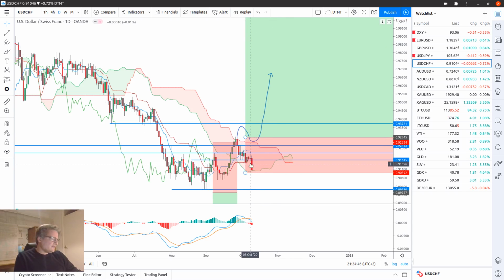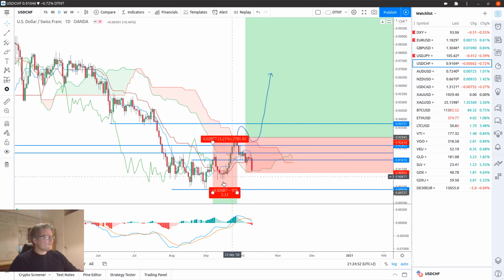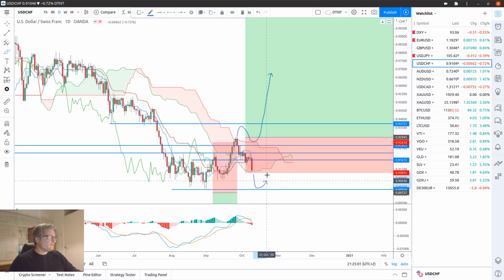But now it looks as if we're going to fall out of the Kumo to the downside, and that means that I will remove this order as well, and then see what happens in this area. I think we're going to consolidate, so the most likely scenario will be that we will do something like this in this area. So nothing's for sure, but this is just my prediction, my way of looking at it.